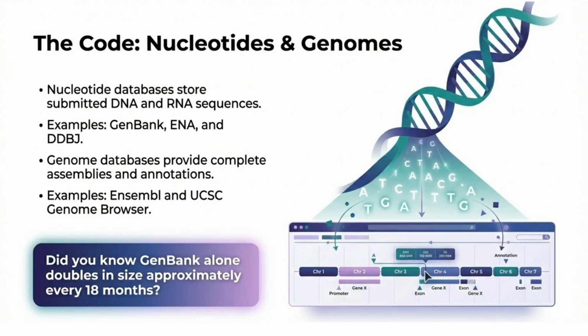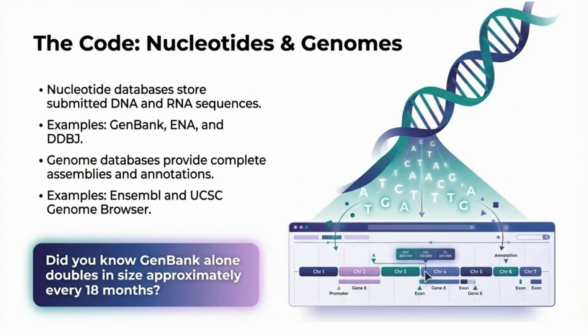At the most fundamental level, biology begins with sequence information. That is why nucleotide databases are among the most important biological resources. Databases such as GenBank, ENA, and DDBJ store DNA and RNA sequences submitted by researchers around the world. These are primary repositories for sequence data. But storing sequence alone is not enough. Researchers also need to visualize where genes are located and how the genome is organized.